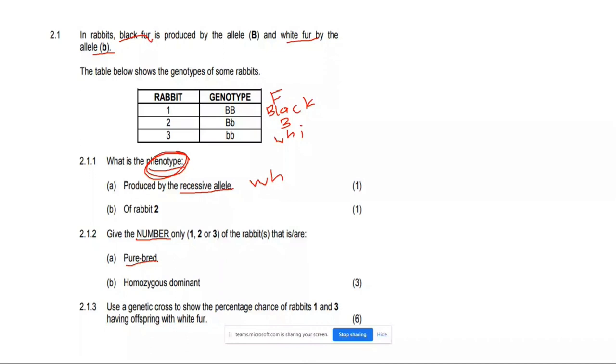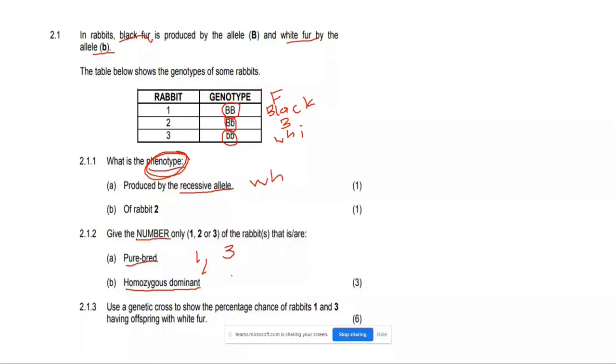Anyone know? Homozygous, what does homozygous mean? Purebred means homozygous. And what does homozygous mean? The two alleles are the same. And in which of the rabbits are the two alleles the same? Those two alleles are the same. Those alleles are different, and that's the same. So my answer can only be rabbit 1 and rabbit 3. Give the number of the rabbits that are homozygous dominant. So that's homozygous, but it's homozygous recessive. That is homozygous, but it is homozygous dominant. And my answer can only be rabbit 1.